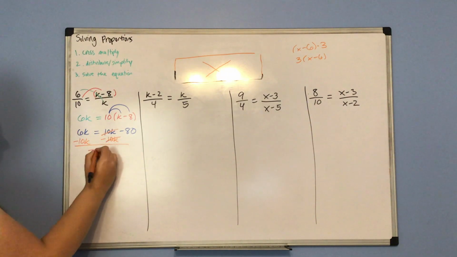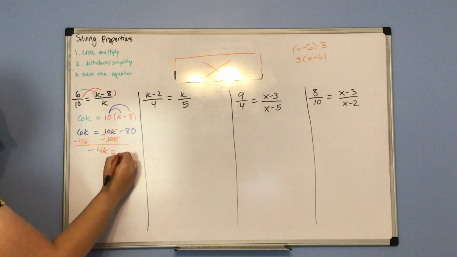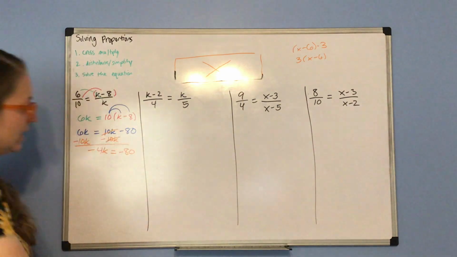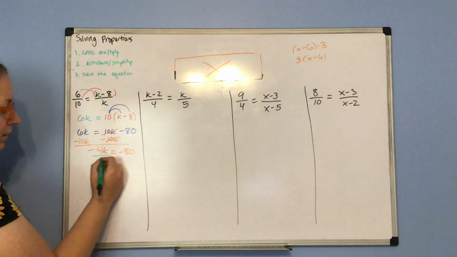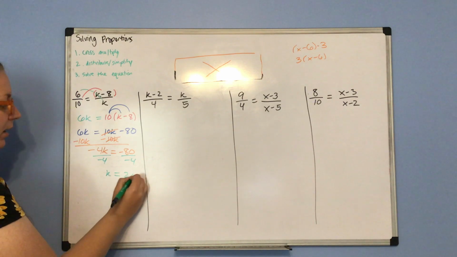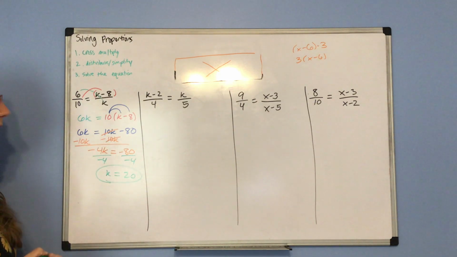6 minus 10k is negative 4k, and then negative 80 on the other side stays the same. Last but not least, we are going to divide by negative 4, the number in front of k, and I get k equals 20 when I do that.